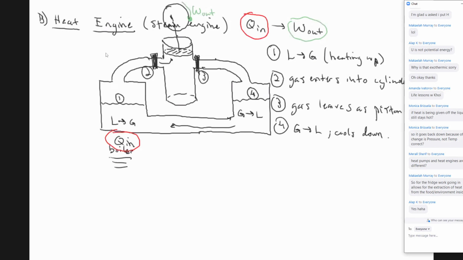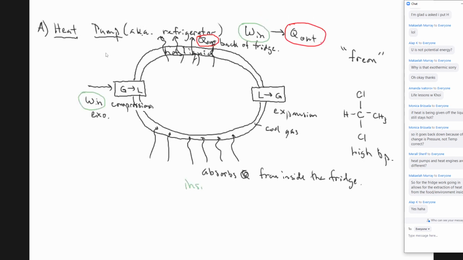Yes. So for the fridge working, it allows for the extraction of heat from the food environment inside, right? So if we go back to the heat pump, this is the inside. This is the outside, right, of the refrigerator. So it's sucking heat from the inside and pumping it back out to the outside or the back of the refrigerator.